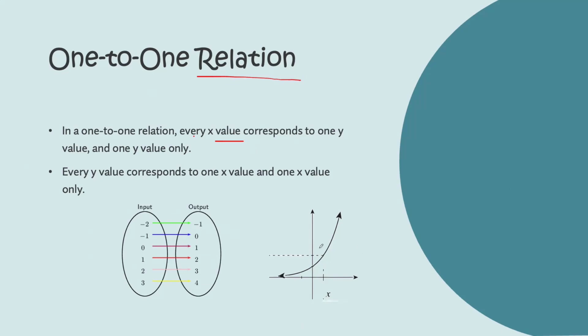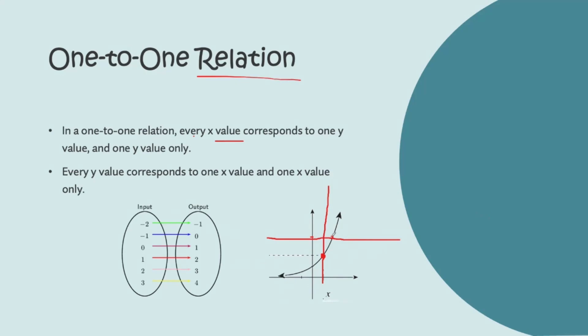This is an example of a graph which is a one-to-one relation, because for every x value, if I pick a number here and go anywhere across the graph, it's only going to intersect the graph at one point, not more than one point. Same thing if you look across the y-axis. If I pick a point here, this line is only going to intersect the graph at, again, one point. So that's what a one-to-one relation means.